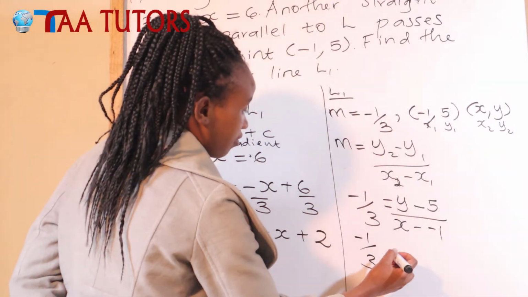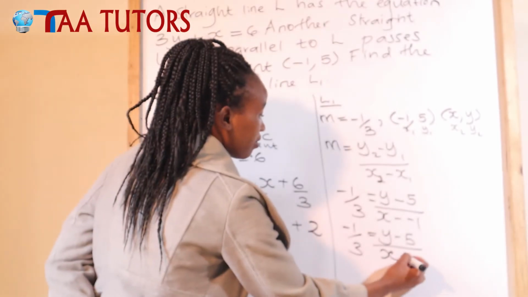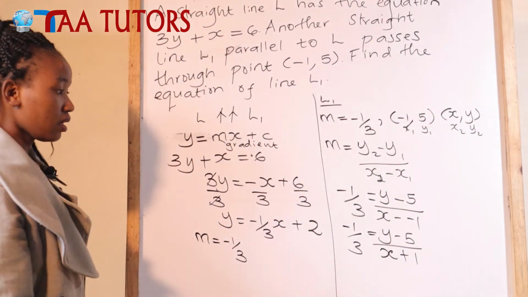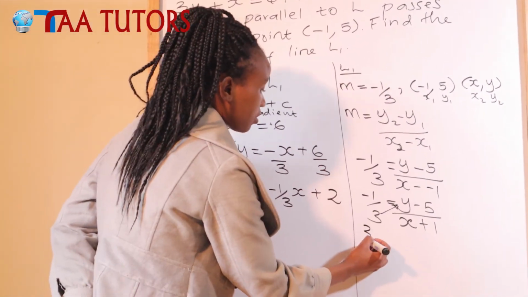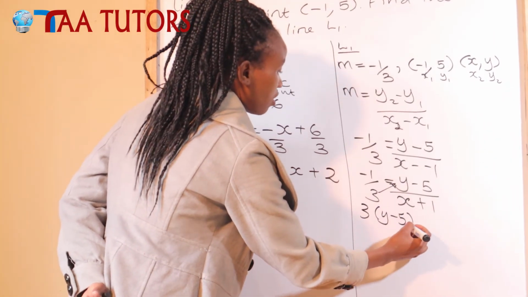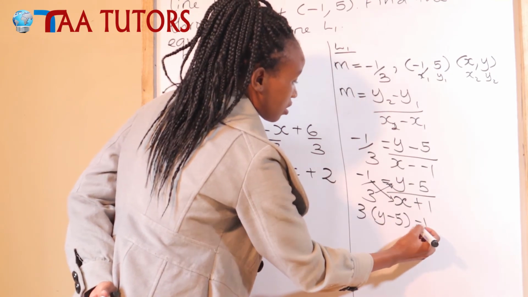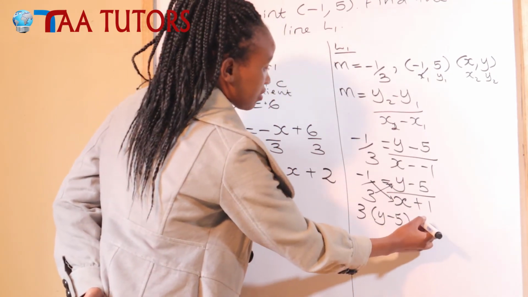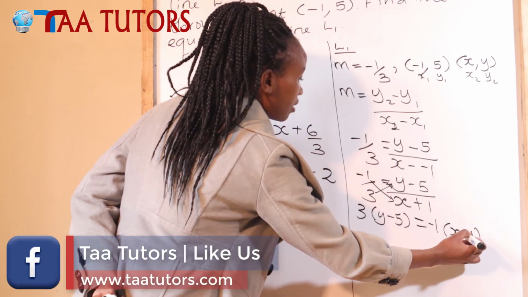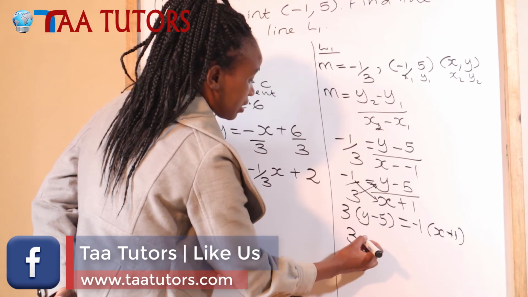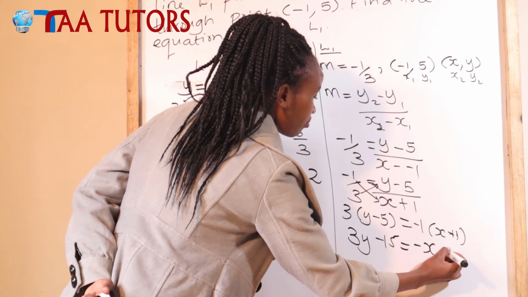So this is -1/3 equals y minus 5 over x plus 1, since two negatives are the same as a positive. From there, we can cross multiply. So 3 multiplies y minus 5, while -1 multiplies x plus 1. So 3(y minus 5) equals -1 times (x plus 1). Now we open the bracket. This will be 3y minus 15 equals -x minus 1.